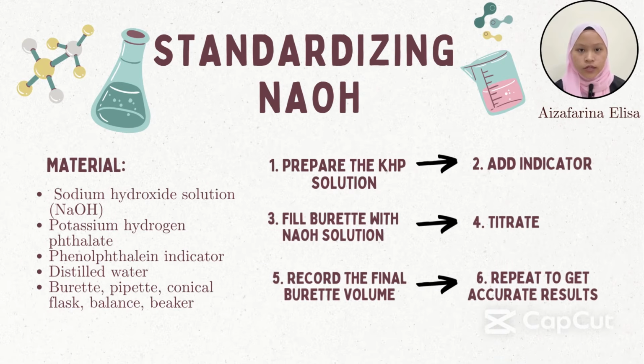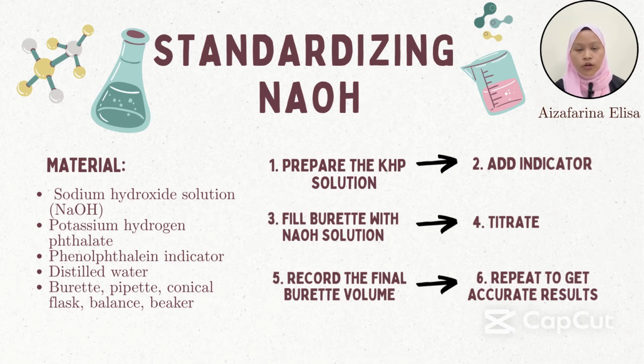Then we will move on to the step to standardize the sodium hydroxide. First, we need to prepare the potassium hydrogen phthalate, which is KHP, by weighing about 0.4 to 0.5 g of dry KHP. The KHP is then transferred to a conical flask and dissolved with 20 or 25 ml of distilled water. After that, 2 or 3 drops of phenolphthalein, which is the indicator, are added to the solution. As the KHP is acidic, the initial color will be colorless.